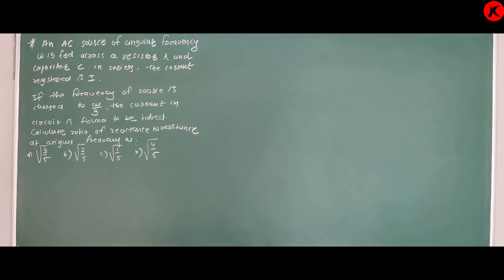Okay, now next question. An AC source of angular frequency omega is fed across a resistor R and capacitor C in series. The current registered is I. If the frequency of source is changed to omega by 3, keeping the voltage same, the current in circuit is found to be how? Calculate the ratio of reactance to resistance at original frequency omega. You are given 4 options.